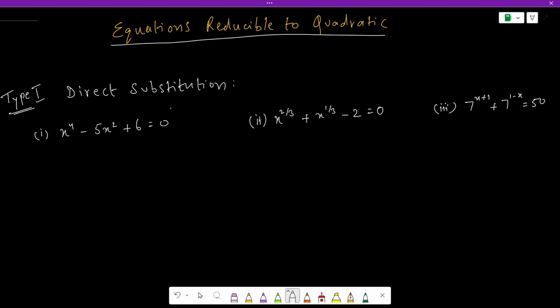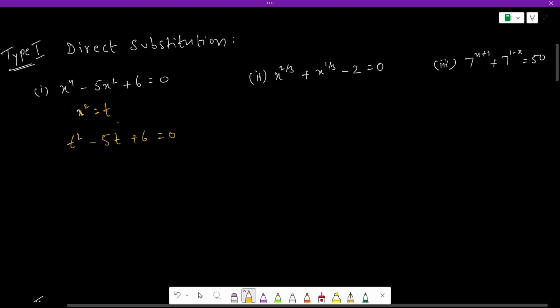So type 1 is direct substitution. In this type of question you can directly spot the quadratic. For example, in this question x raised to the power 4 minus 5x square plus 6 equals 0, we can substitute x squared as t, and we get t to the power 2 minus 5t plus 6 equals 0, right? Now we can easily factorize it.